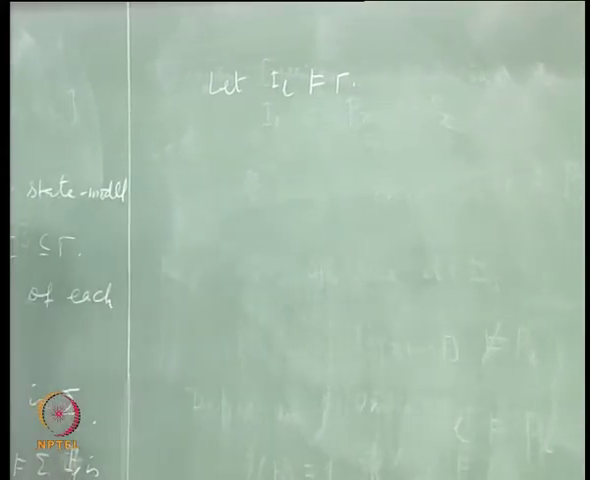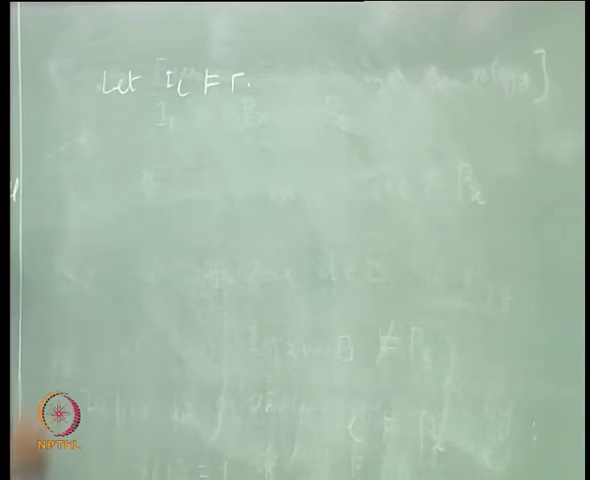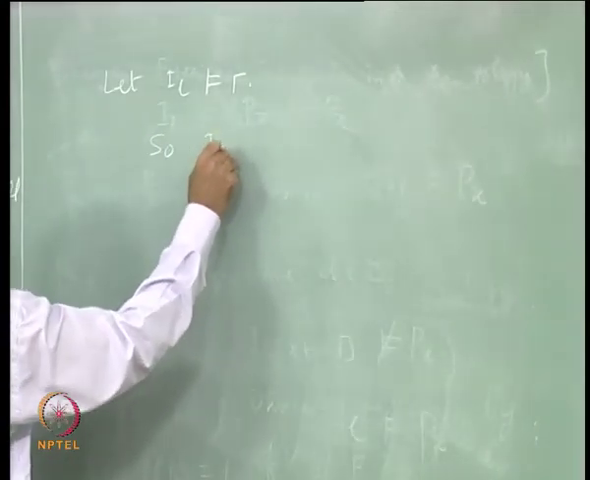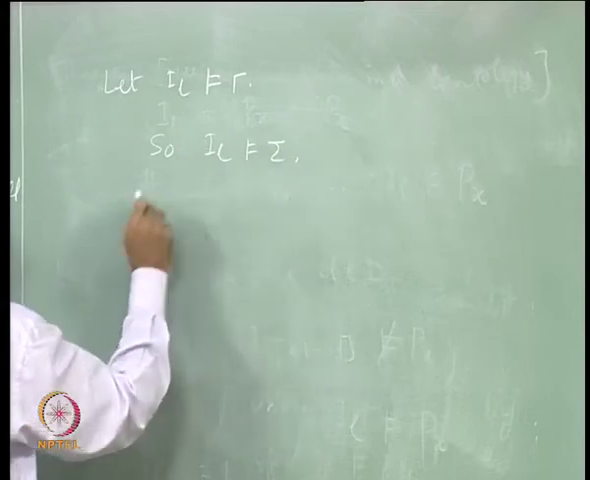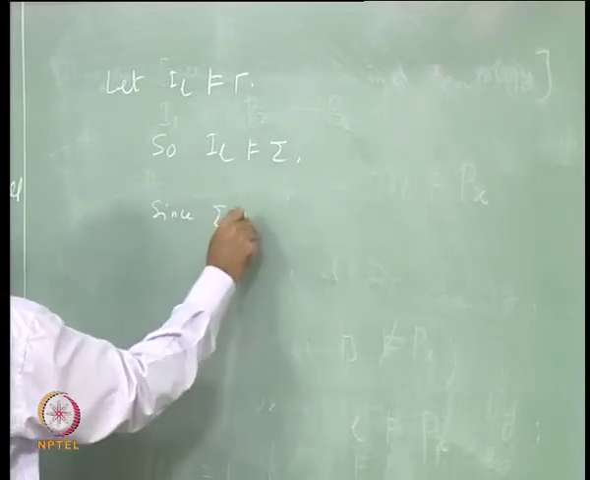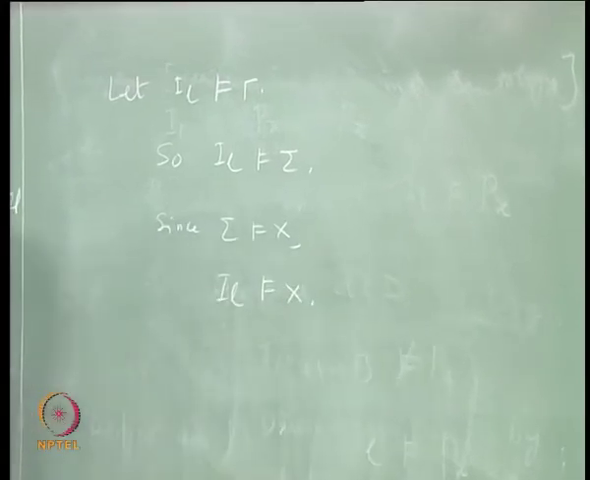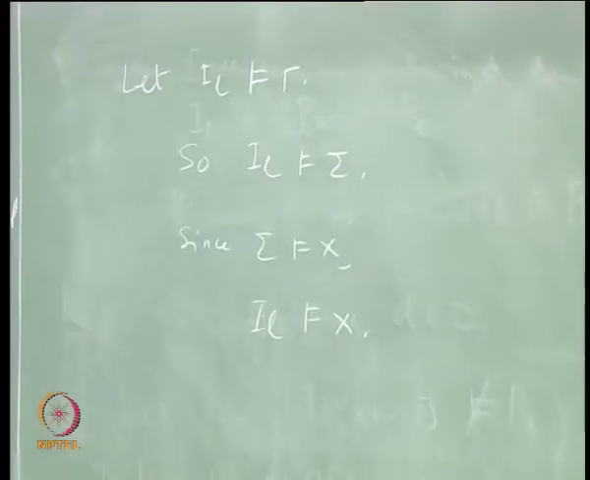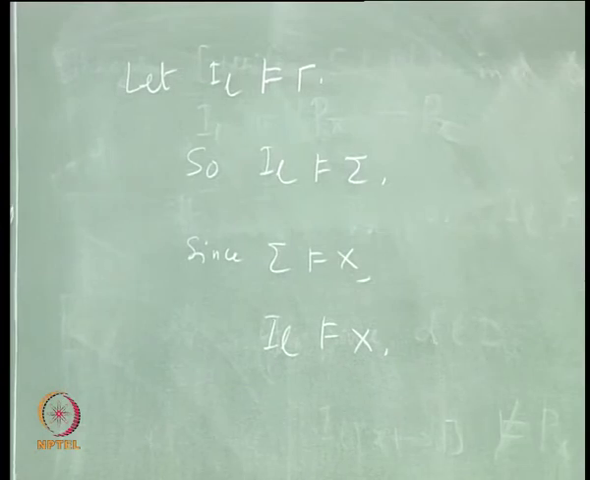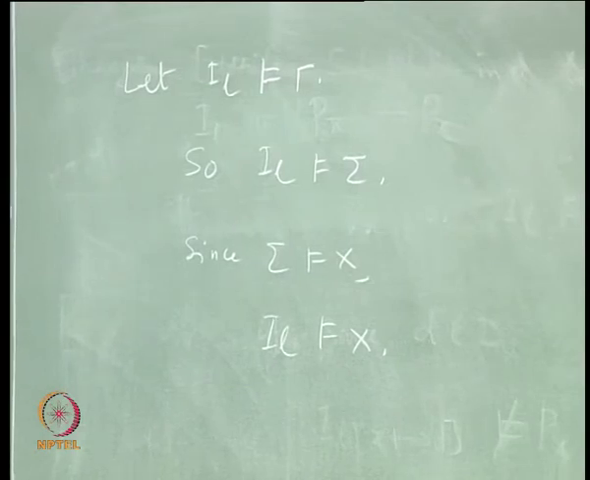But we have already shown any state model of gamma is a state model of sigma. So, IL satisfies sigma. Now, since sigma entails X, IL satisfies X, that is the end of the proof. Okay. So, monotonicity is easy.